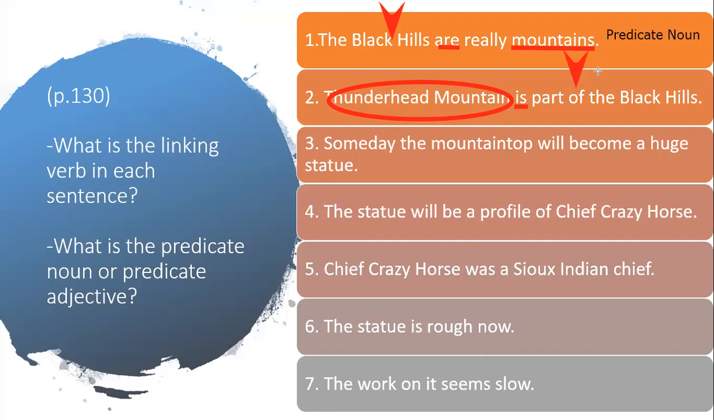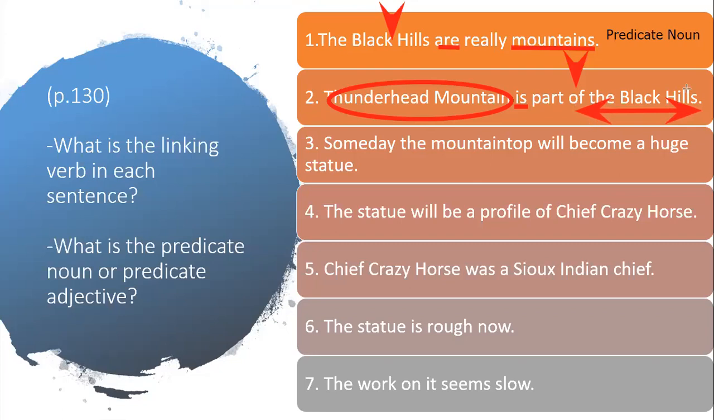Okay, so let's look at the word "of." What is "of"? Say it louder. Yes, the preposition, you got it. So when you have a preposition in the predicate, you have to be super careful because of the Black Hills, right here, this would be considered a prepositional phrase.